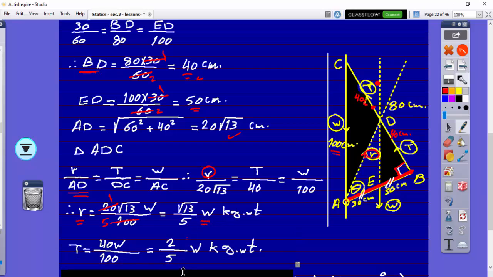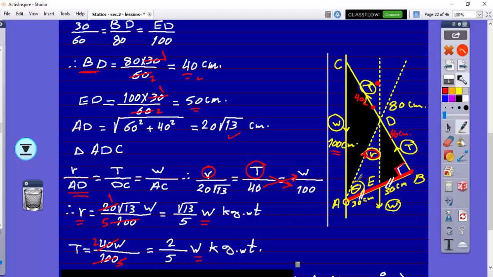And also I'll calculate T, the tension in the string, by cross multiplication: 40 multiplied by W over 100, divide 20 equals 2, and divide 20 equals 5. So the result equals 2 over 5 W kilogram weight.